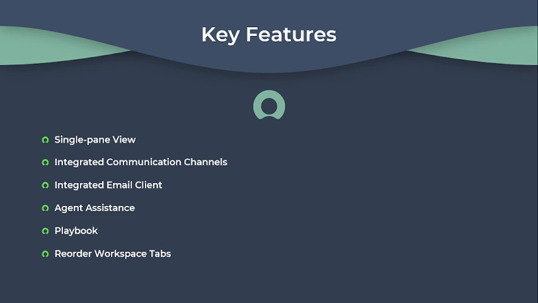Then record workspace tab. Agents can reorder tabs to meet their personal preferences and working style by clicking and dragging tabs, or by using Control plus Shift and directional arrow keys. So these are the different key features of a workspace. It provides us a single pane view. Then for communication it provides different options, and agent assistance, and a number of features are available in a workspace.